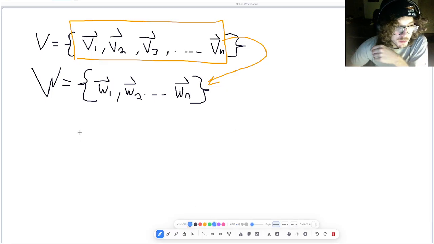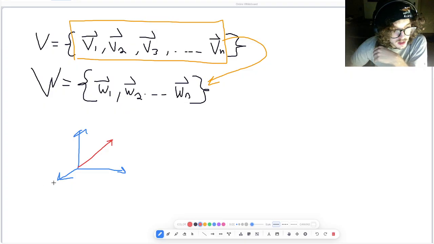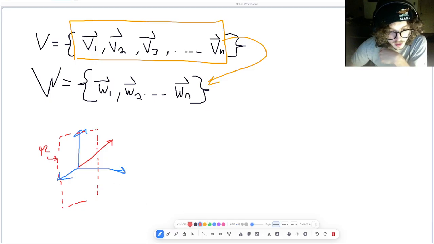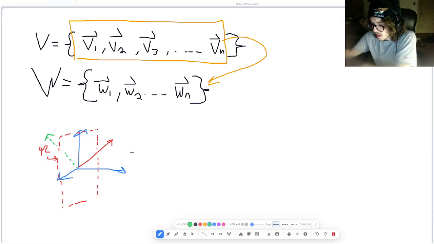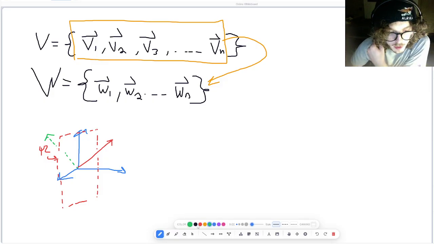For example, if I have some vector like this in R3, and this right here is a plane, specifically the YZ plane, how could we maybe reflect about this? That's what we're trying to do with transforms, and where they're derived from is that W.